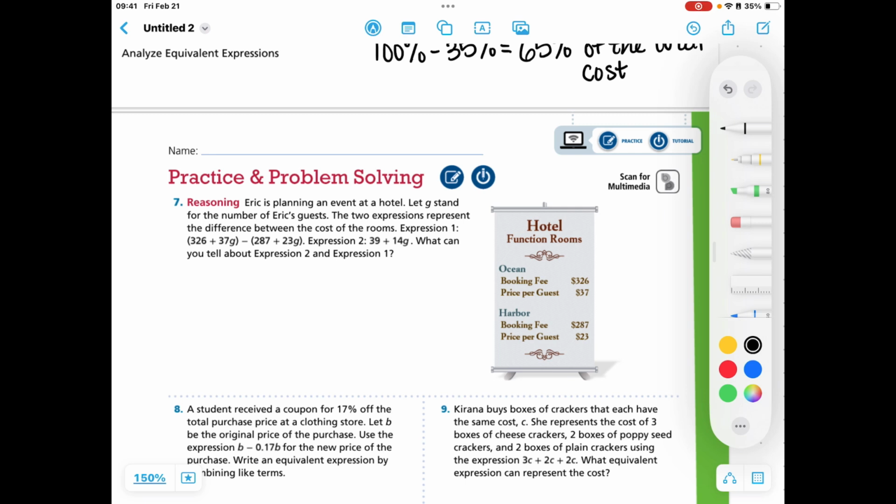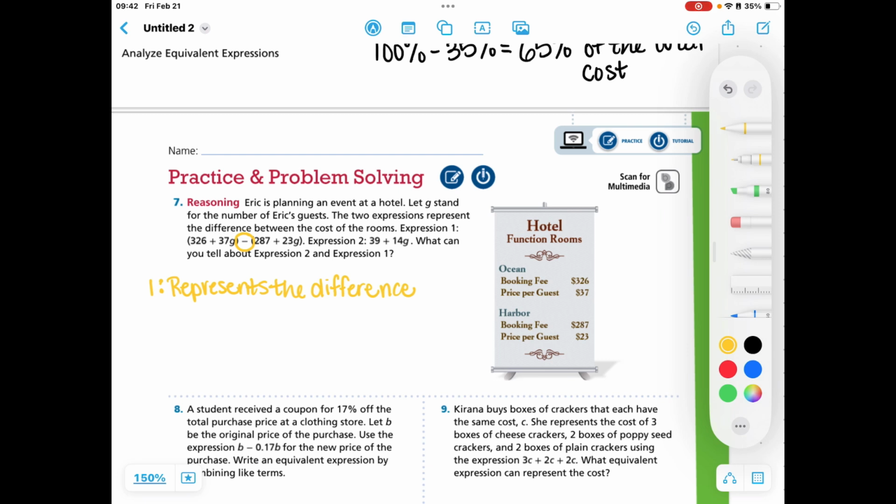Well, at this current moment, we do got a lot going on. We have the hotel function rooms as well with the prices, and then we have two different equations or really expressions going on. So something that I just noticed off the bat is that we have a subtraction problem going on here. So expression number 1, and I'm just going to say 1 and put a little colon here, represents the difference. Now, what is it representing the difference of?